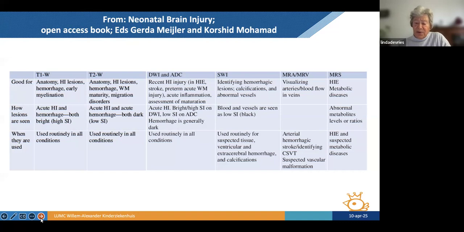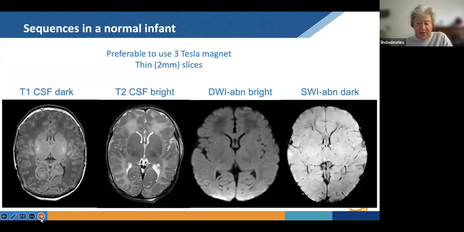And then finally, for metabolic disorders, we are using the MRS, the MR spectroscopy, but that is also very useful for HIE because you can identify certain peaks, as I will show later. And one of them is lactate, which in babies with severe HIE will be increased. But it's easier to look at the images. And here we see these most common sequences that we are using.